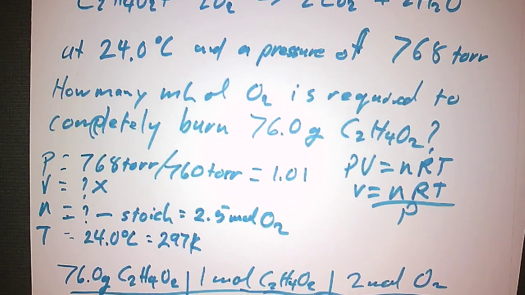So we're only using stoichiometry to get the number of moles. Once we have the number of moles, we plug it in, and you get your answer in liters, right? Your answer is in liters, so if they ask for milliliters, you would just multiply it by 1,000.